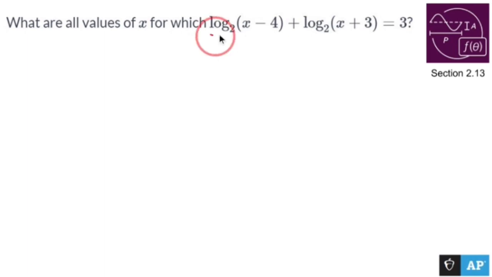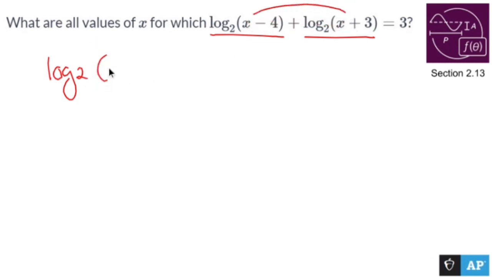First things first, though, I see that I have a log base 2 being added to a log base 2. I can multiply the insides. So if I multiply the insides, it's actually a FOIL problem because you're multiplying x minus 4 times x plus 3. X times x is x squared, plus 3x minus 4x is minus x, and then minus 12. That's going to equal 3.